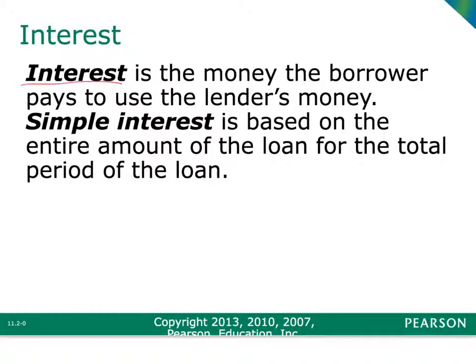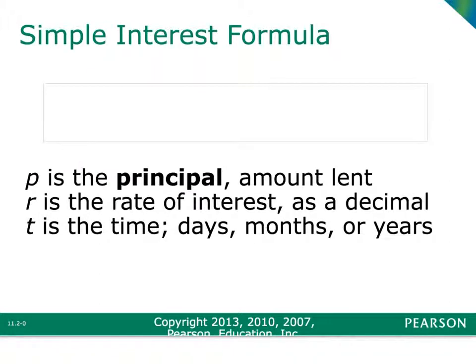Interest is the money that the bank, or the lender of the money, is going to make. And in this section, we're going to focus on simple interest. There are all kinds of different ways that you can charge interest, but simple interest is the most basic, and it's going to be based on the amount of the loan and the length of the loan in years. The simple interest formula is I equals PRT.